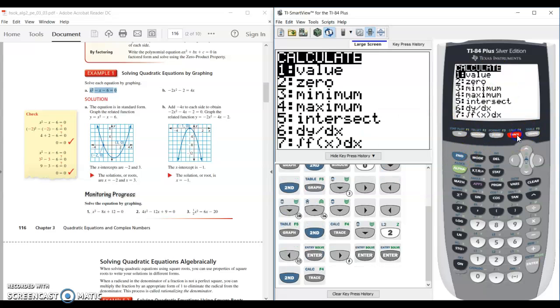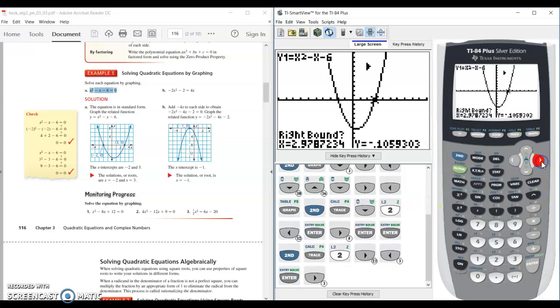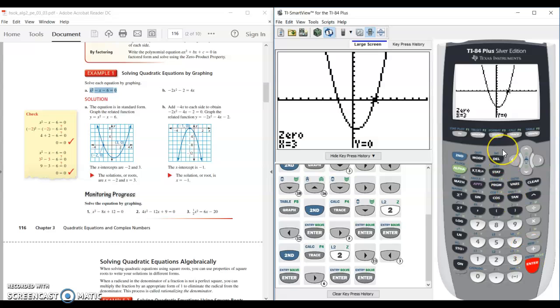So then I got to go second, calc 2, because I'm looking for zeros. I'm going to go all the way back over here to this one. And then I'm going to go left a little bit, set it, go back to the start, go right a little bit, set it, push enter. There it gives me my other one.